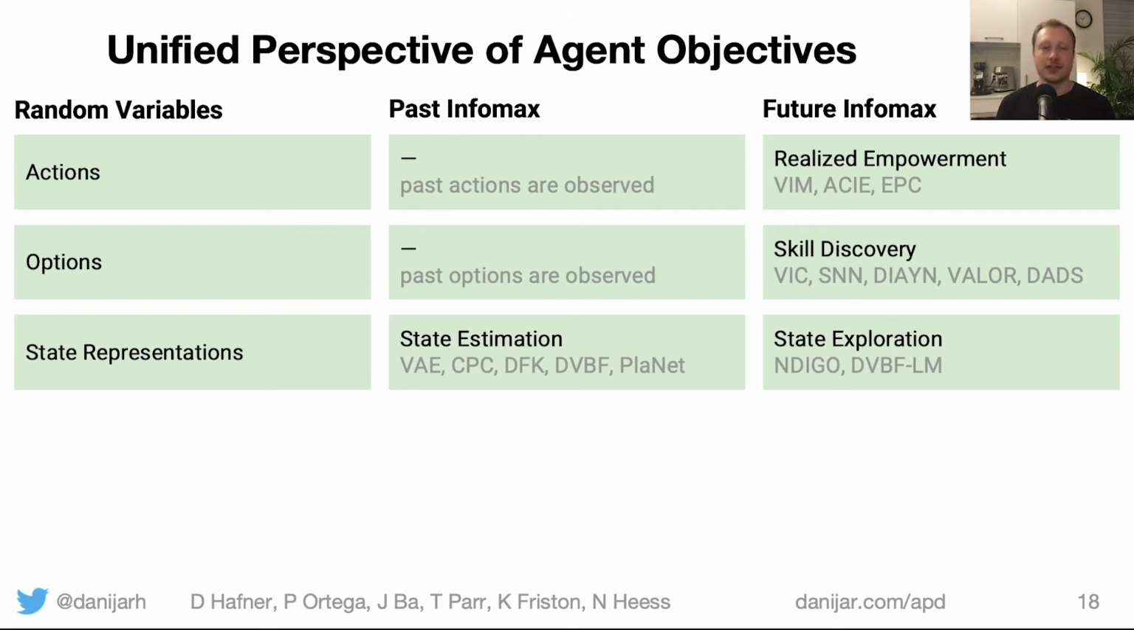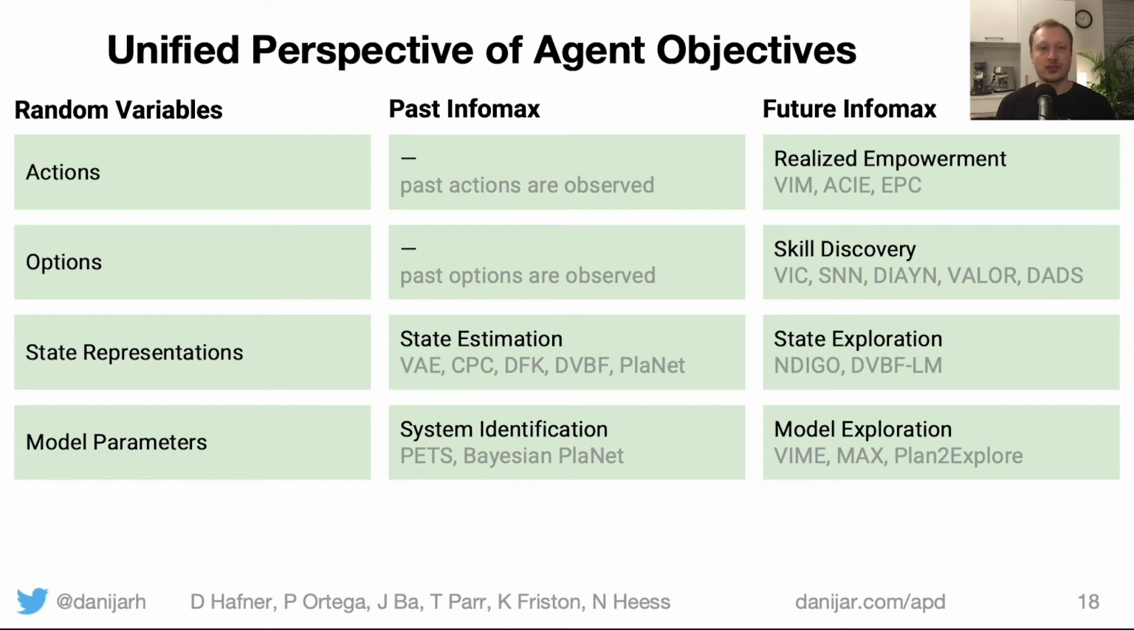Stochastic state representations are never observed because the agent treats them as latent variables. So for past time steps, they lead to state estimation, such as in a variational autoencoder or latent dynamics model. For future time steps, they lead to state exploration, where the agent is trying to open doors to see what's behind them and get a better idea of the current state of a partially observed environment.